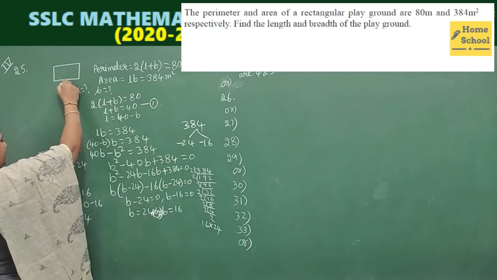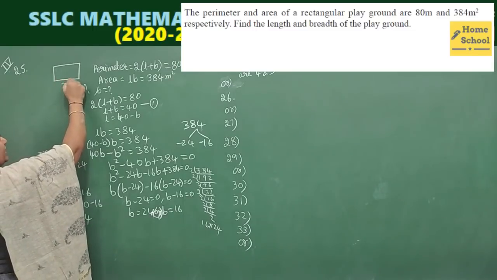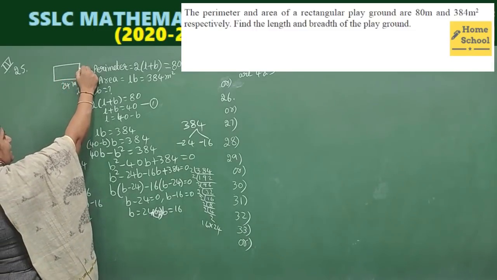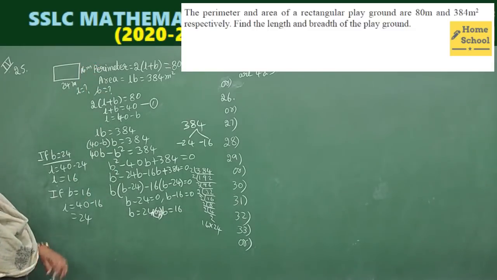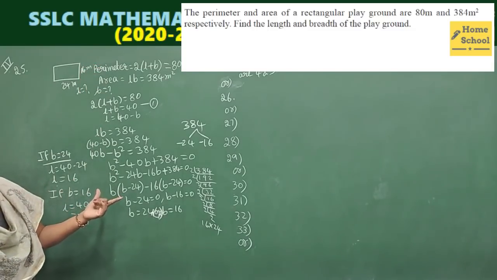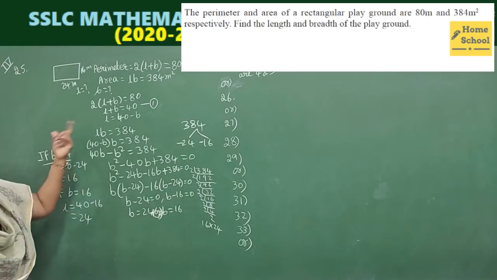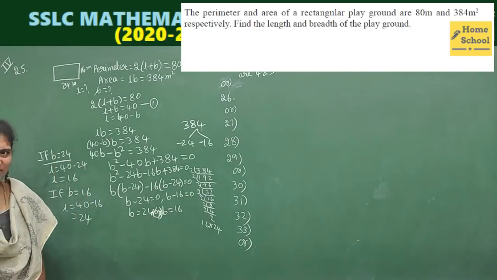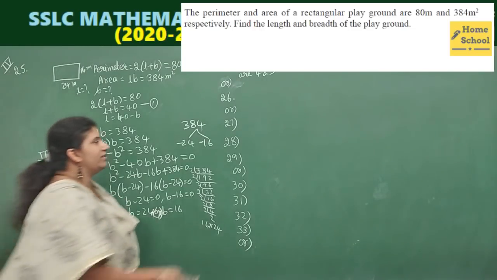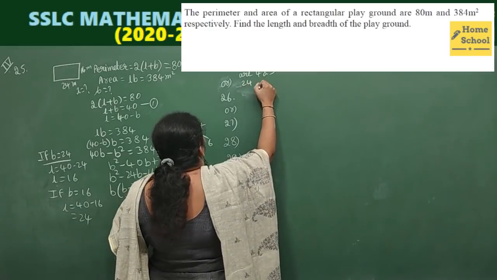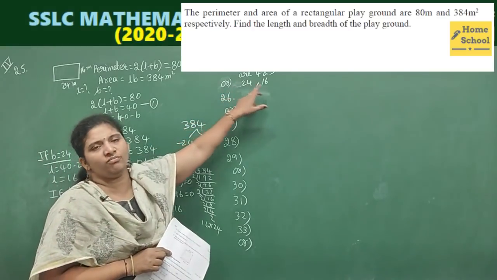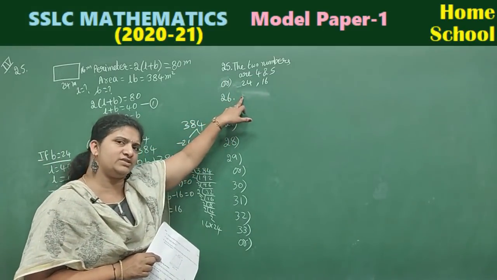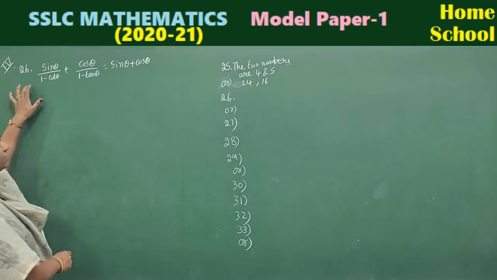Therefore, length of the rectangular playground is equal to 24 meters and breadth is equal to 16 meters. If length is 24, breadth will be 16. If breadth is 16, length will be 24 meters. Both you can write. Therefore, 24 and 16 are your answers. If length is 24, breadth will be 16. If breadth is 24, length will be 16.